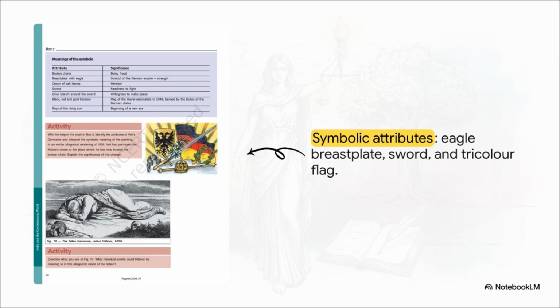Resting right across it is the sword, wrapped with the olive branch, which tells us that while they are armed and ready, they strongly desire peace. Tucked just behind that is the crown of oak leaves, waiting to crown a hero. And down at the bottom left, resting quietly, is the broken chain of freedom. It's just a total masterpiece of political communication.